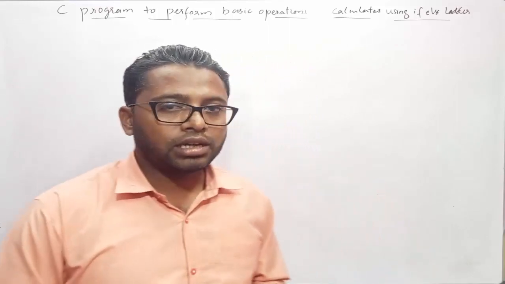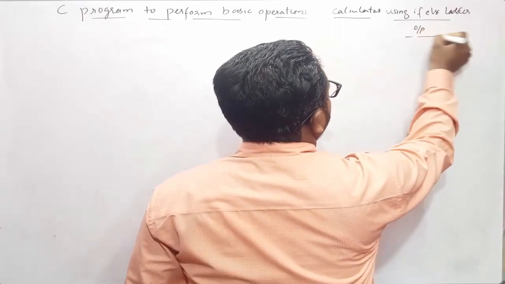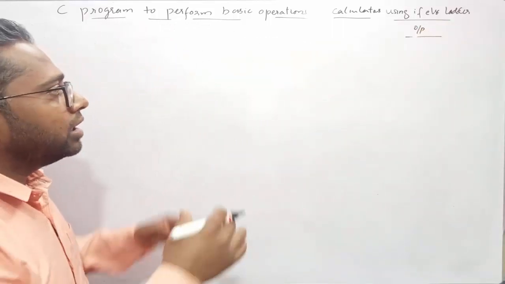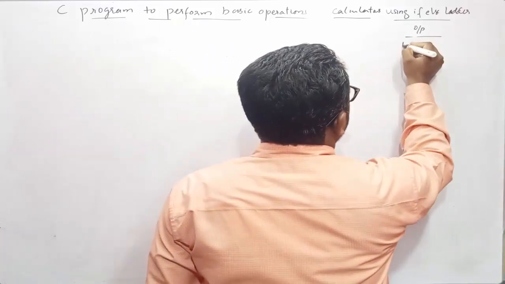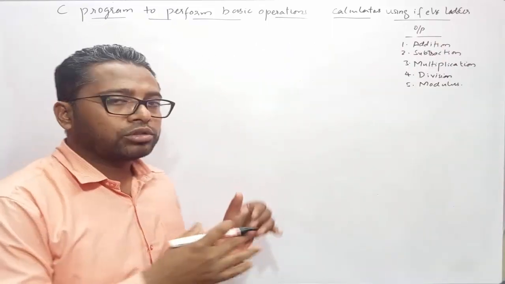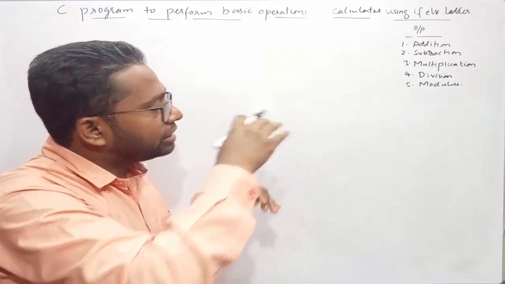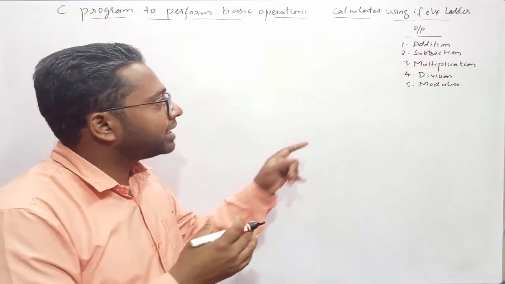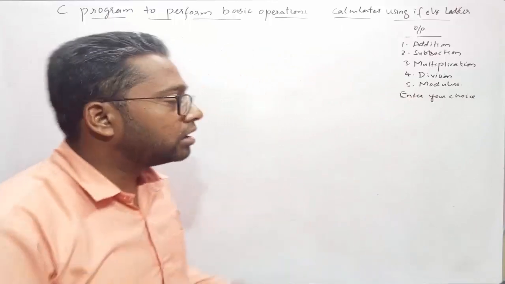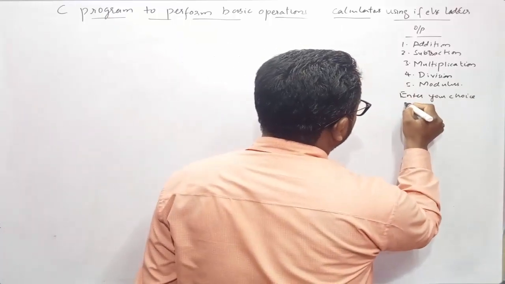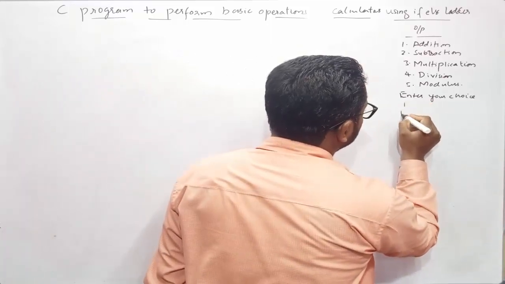Now let us start our discussion. Let me first write the output of this program. When this program gets executed, it will display a menu with various options to the user, like 1. These are the various operations which I am going to perform. The user needs to select any of the options and enter their choice. Let us suppose user enters 1, then it asks user to enter two numbers.